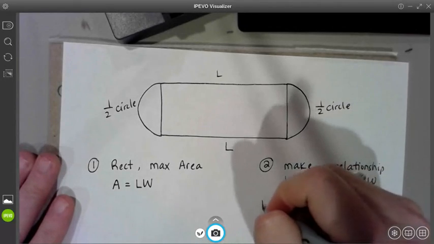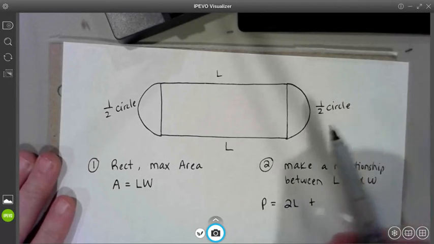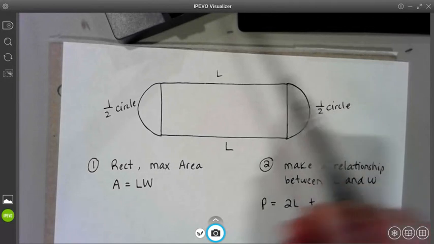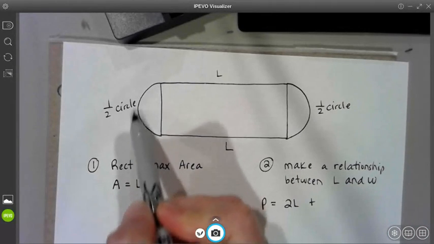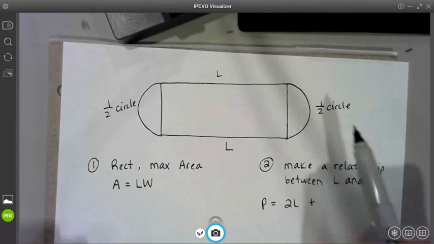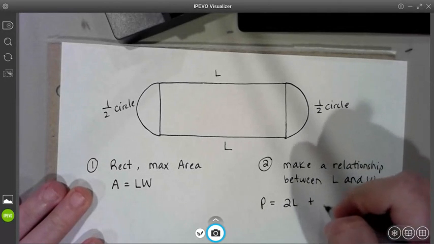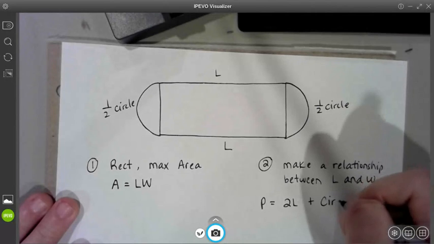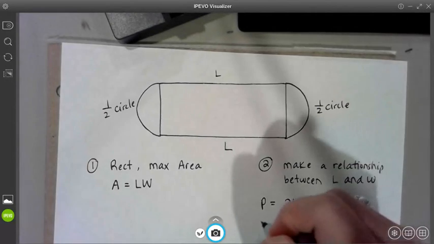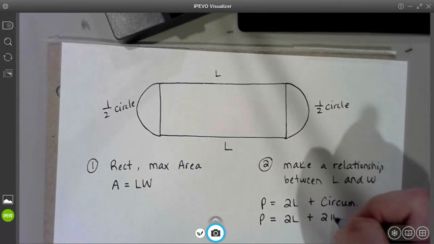So the perimeter is equal to L plus L, which is 2L, plus, do you guys agree that half the distance around a circle, that's half of the circumference, and then this is half of the circumference, the distance around a circle. So when you put this half of a circle together and this half of a circle together, it's one full circle, so it's one full circumference. And I'll just say circumference, okay? Well, how do you find the circumference of a circle? It's 2 pi r. So the perimeter equals 2L plus 2 pi r.